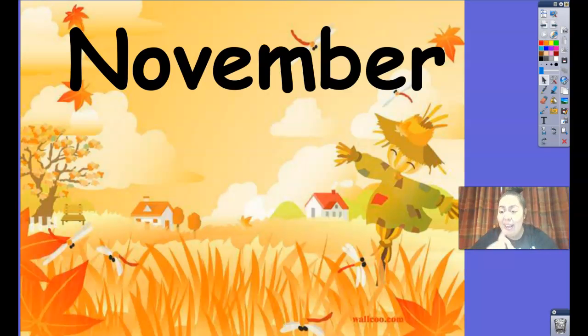So let's get started and clap the syllables in November. Hands up. November. Great job. Now let's look for some letters that we know in our word November. I'm going to circle one and you tell me what it is. What is this letter right here?